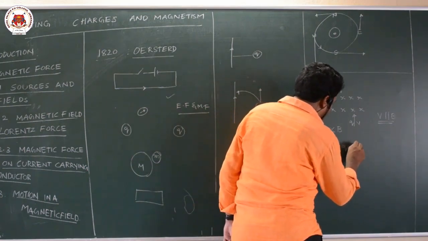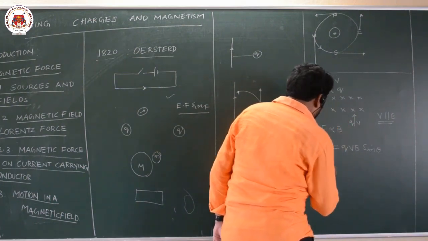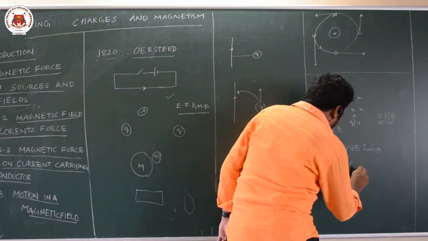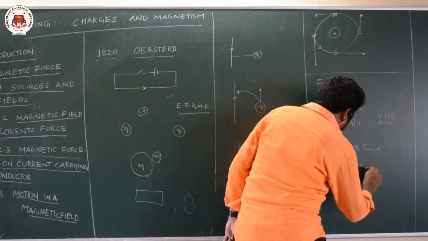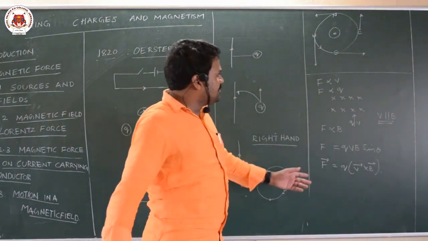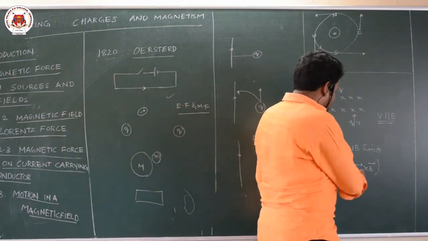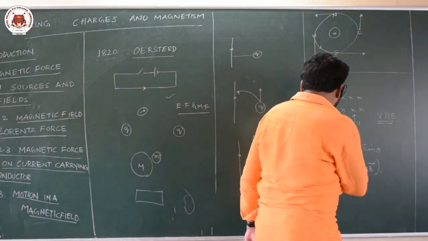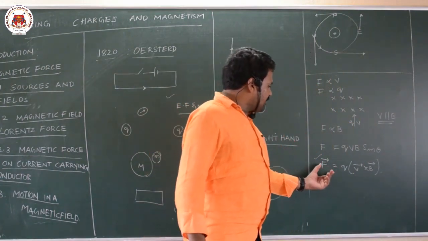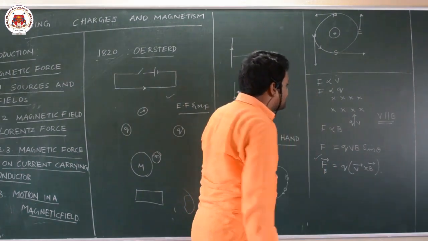QVB sin theta, or you can write F bar is equal to Q V bar cross B bar. So, this is the force experienced by a charged particle inside a magnetic field. V bar cross B bar is the direction of F bar. This is the magnetic force experienced by a moving charged particle.